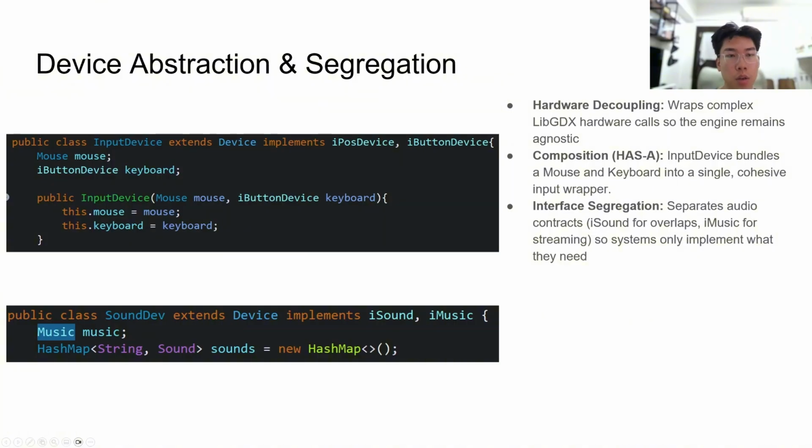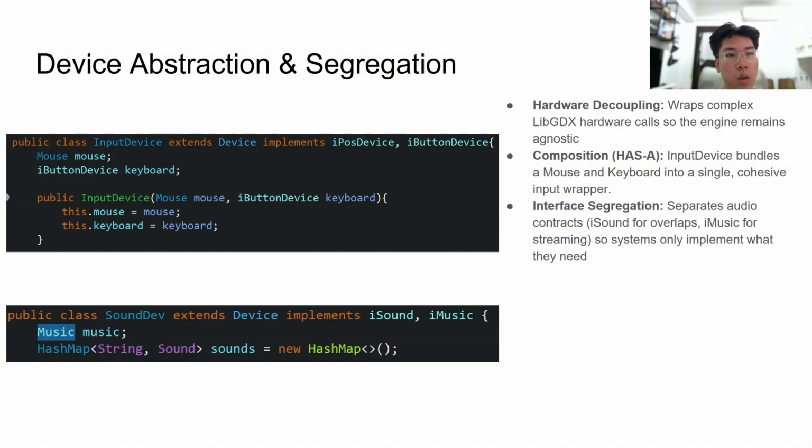Moving on to device abstraction and segregation, instead of letting the engine talk to the hardware directly, I created wrapper classes to decouple the complex libGDX hardware calls, keeping the engine completely agnostic. In the top snippet, you can see the input device class. This demonstrates composition, or a HAS-A relationship. It bundles a mouse and a keyboard into a single cohesive input wrapper so the engine can query inputs from one unified place.